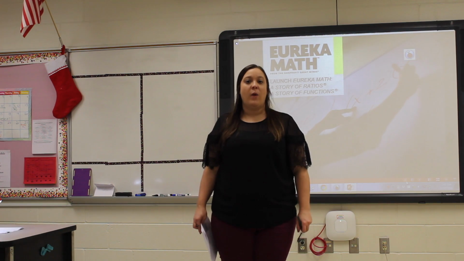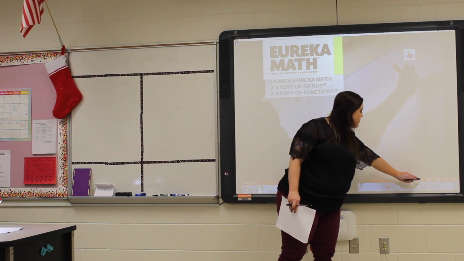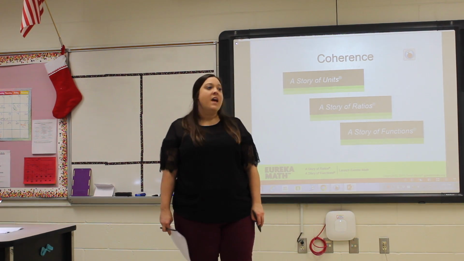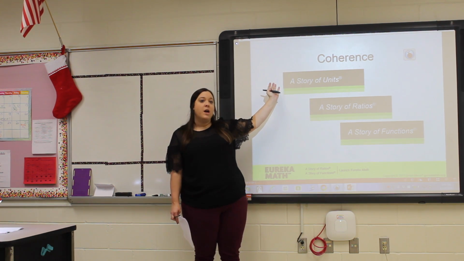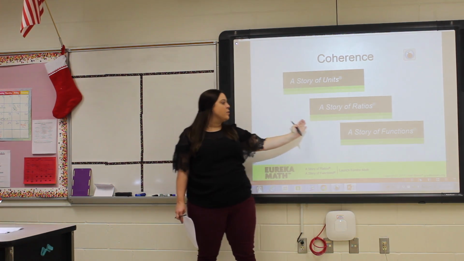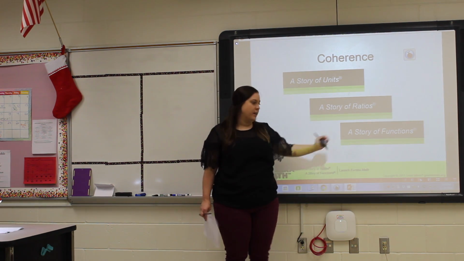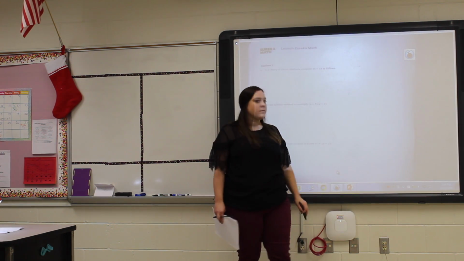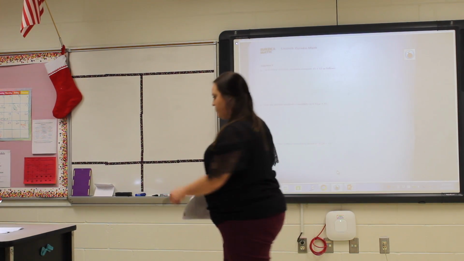Let's look at how the coherence of the Eureka Math curriculum is beneficial to students. In this session, we are going to discuss how models used in A Story of Units, which is the K through 5 curriculum, will help students all the way throughout A Story of Functions, which is the 9 through 12 curriculum. Let's go ahead and use a model to multiply 15 times 13.